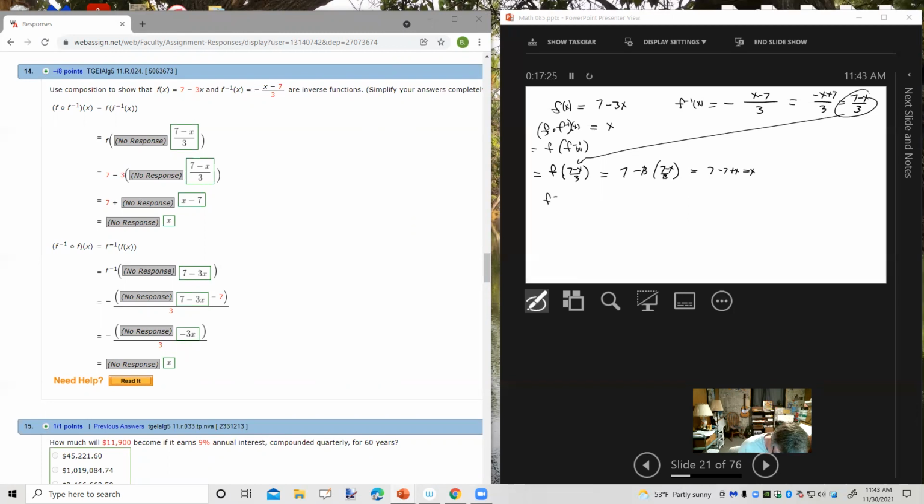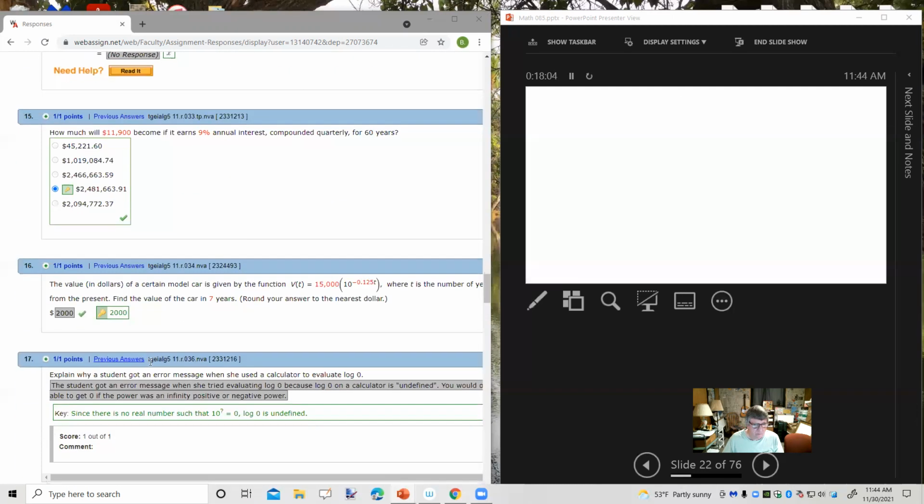Now, let's take f inverse composed with f of x. That's equal to f inverse of f of x, which is f inverse of 7 minus 3x, which is 7 minus the quantity 7 minus 3x all over 3, which is 7 minus 7 plus 3x over 3, which is 3x over 3, which is x. So there you go. We've shown it. How fun was that? Okay, and then number, let's see, did I do number 8? Yeah. Number 44.